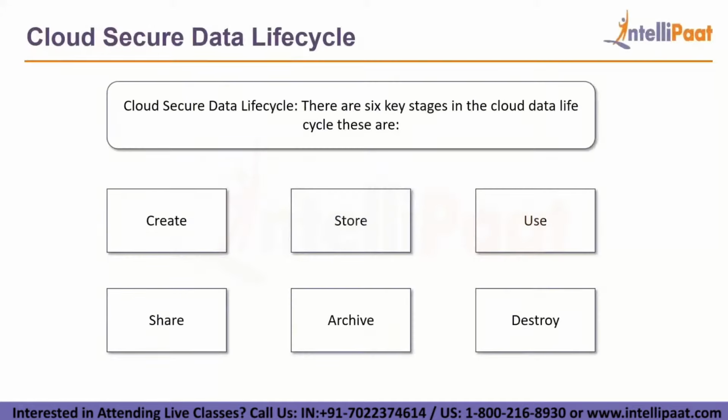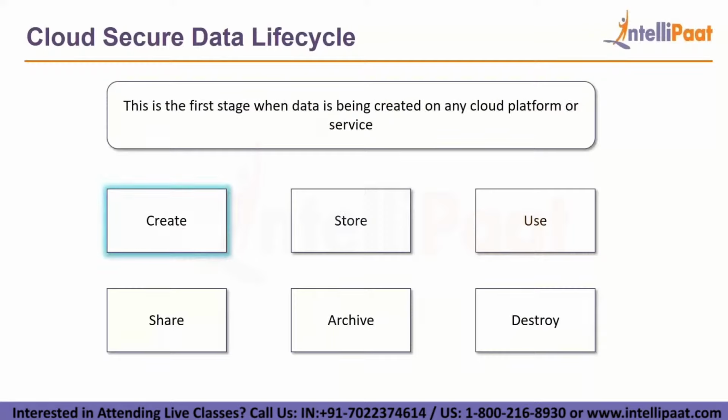The secure data lifecycle has 6 key stages in cloud data lifecycles. These are create, store, use, share, archive, and destroy. Let us understand them one by one. In creation, which is the first stage, the data is being created by one or many cloud services, such as logs being created when you add some data to a spreadsheet. That data is being stored somewhere, and that's what the cloud security lifecycle is talking about.